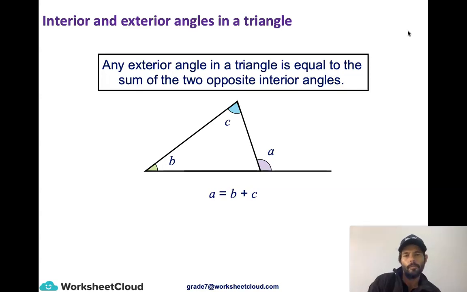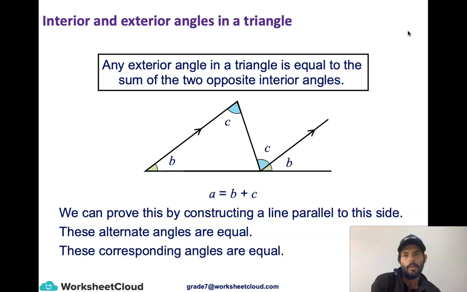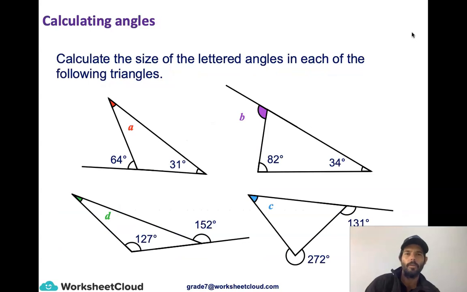We can prove this by constructing a line parallel to the side that's just been drawn. Now you should be able to see an alternate angle, a Z angle, which makes C and A equal. And then you should be able to see an F angle, almost like an upside down F, that will make B and B equal. Therefore B plus C on the right hand side of the diagram will equal B plus C on the left hand side of the diagram. So that's interior and exterior angles of a triangle.